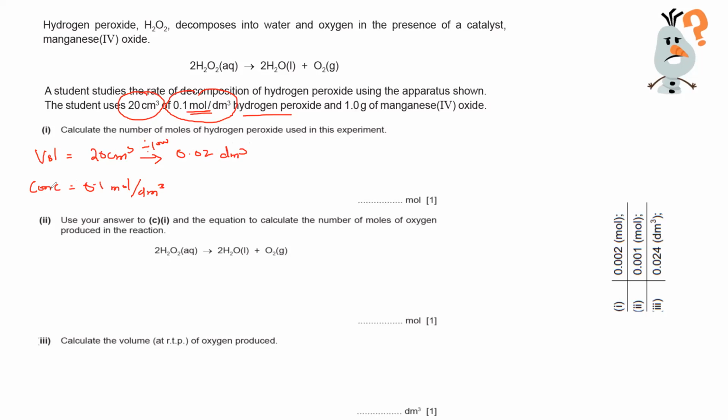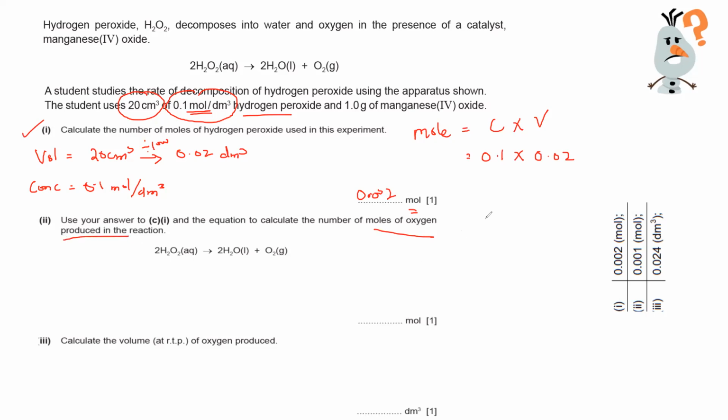So we have the volume and we have the concentration, we need the moles. So how to get the moles? The formula: moles equal concentration multiplied by volume. The concentration in the question is 0.1 and the volume of hydrogen peroxide is 0.02. When you multiply these two numbers, 0.002 will be the answer. That was the first part. Because we had a concentration and the volume, we multiplied both of them and got the answer. But the next part, they're asking the number of moles of oxygen.